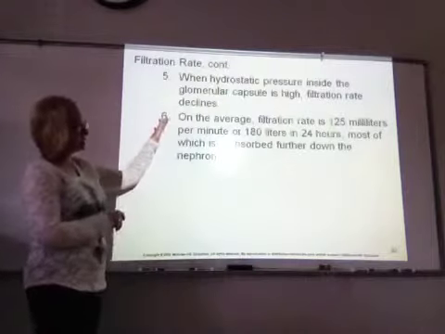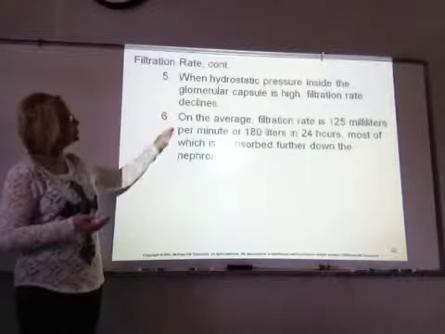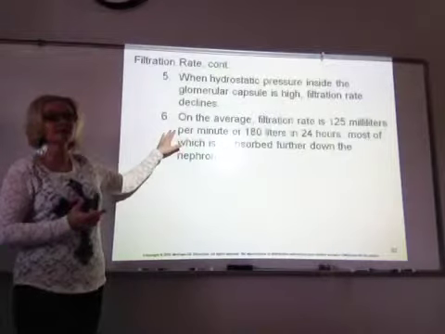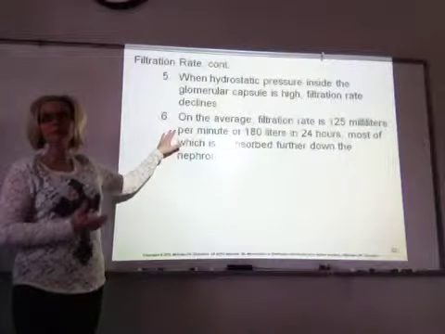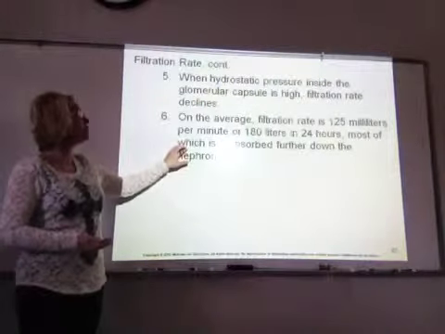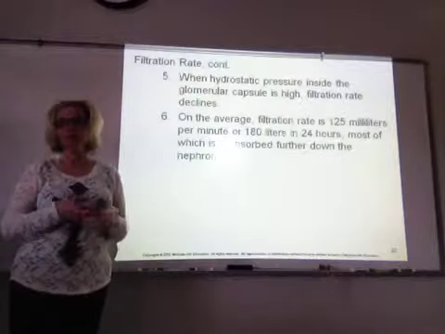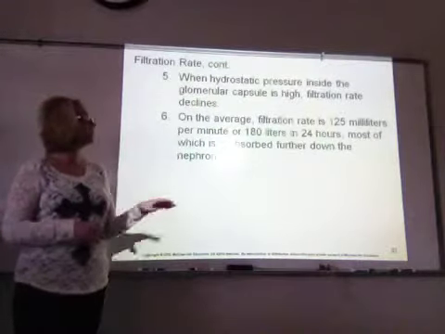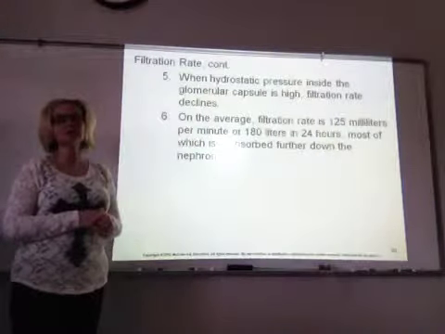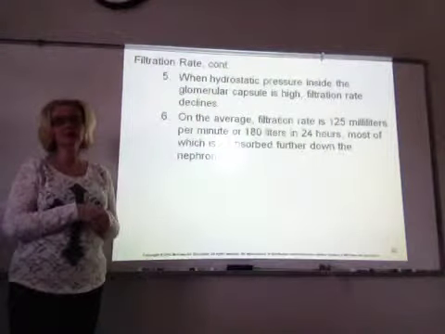Number 6, on average, filtration rate is 125 milliliters per minute. So when you think about it, your kidneys are very, very active. So when people have kidney failure, that is a big deal. Like we said, most of it is reabsorbed, but your blood still has to be filtered. Even if it doesn't get rid of everything, your blood has to be filtered. And 180 liters is a lot. You think of a 2-liter bottle, your blood is being filtered constantly.